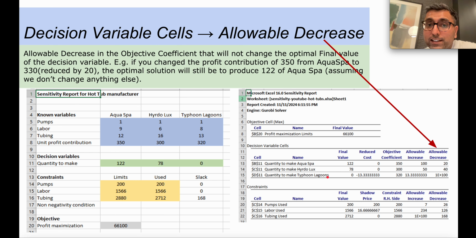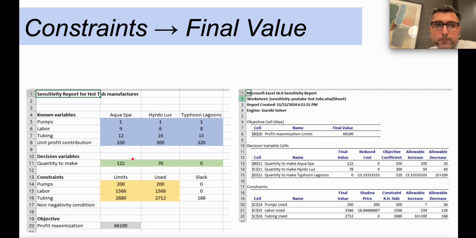Similarly, allowable decrease. How much can you reduce the objective coefficient, or the profit contribution in this case per unit, and still have the same final value of your decision variables, meaning your decision variable still doesn't change.